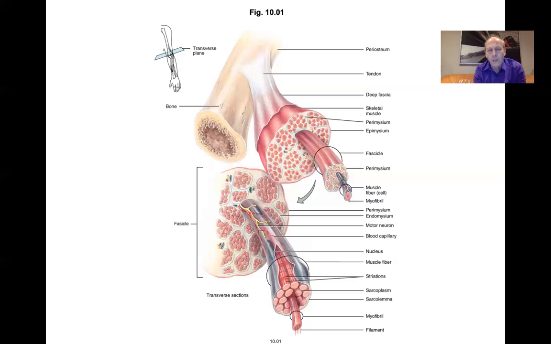So tendon is illustrated here. It looks like being made of multiple fibers, and that is correct. So we define the tendon as dense connective tissue which connects a muscle to bone.